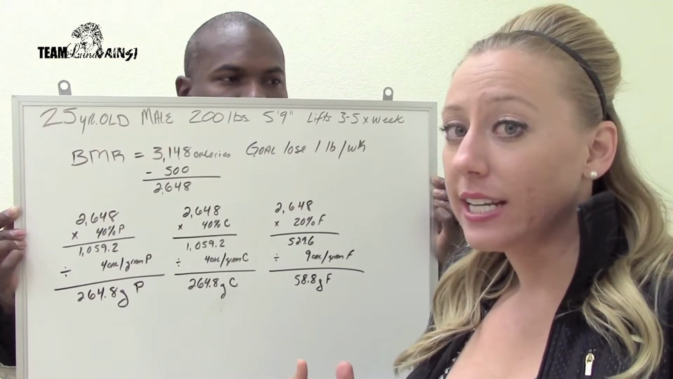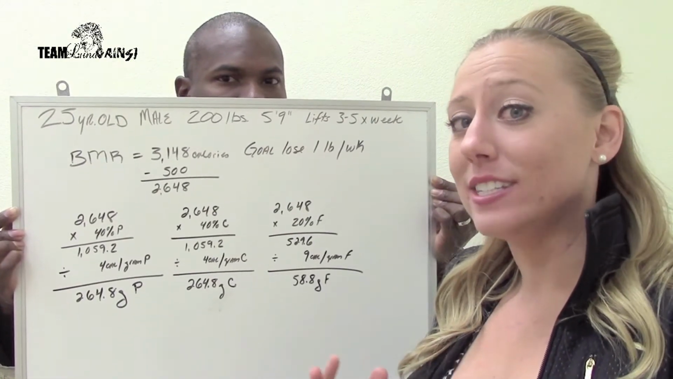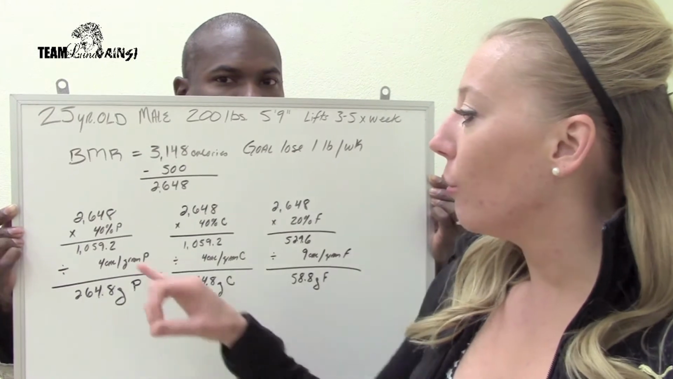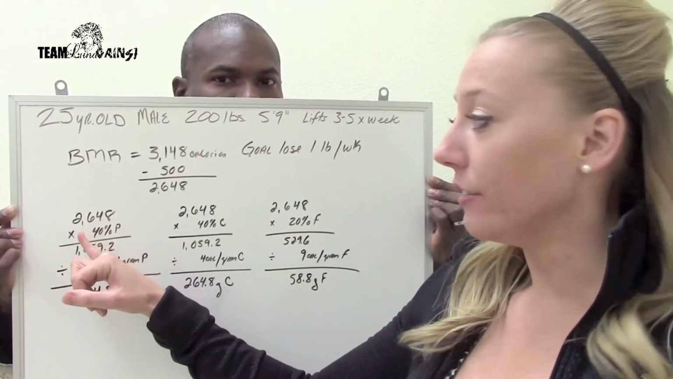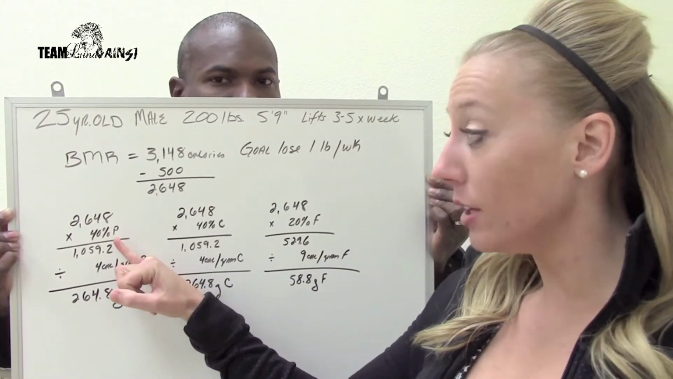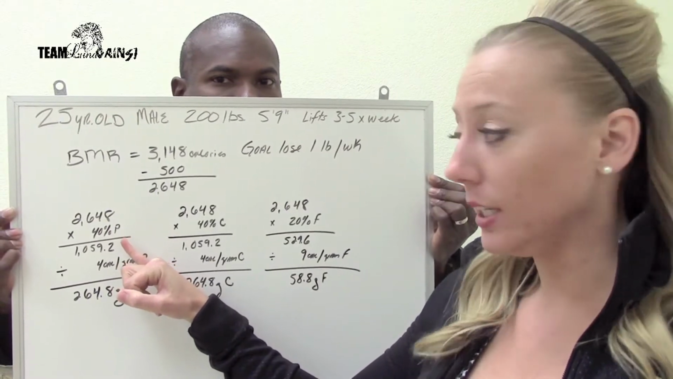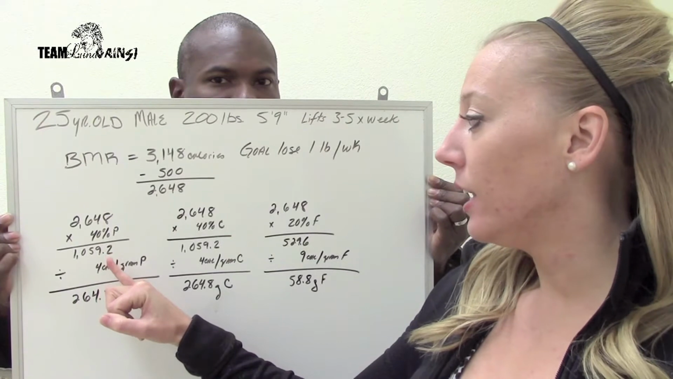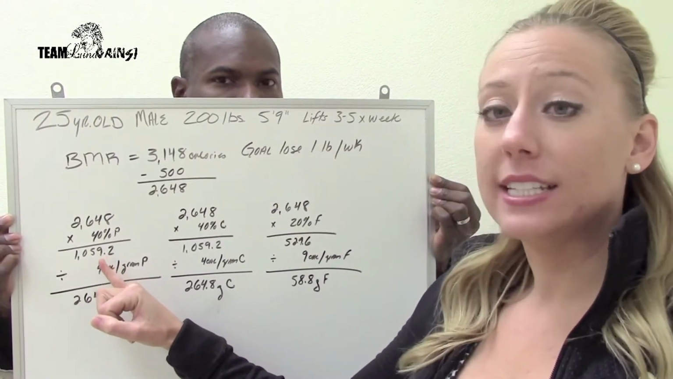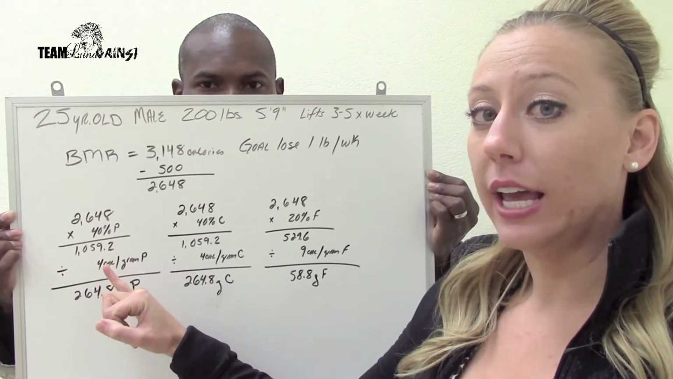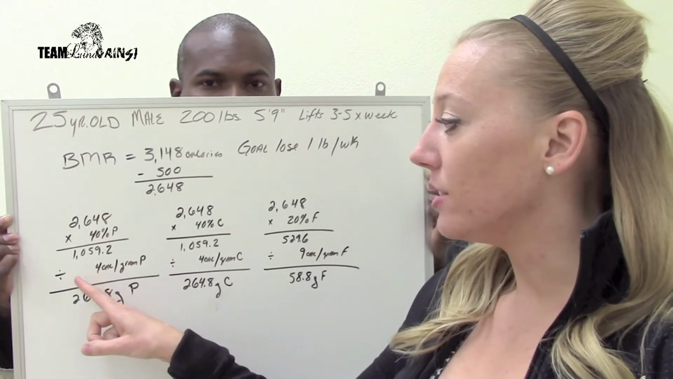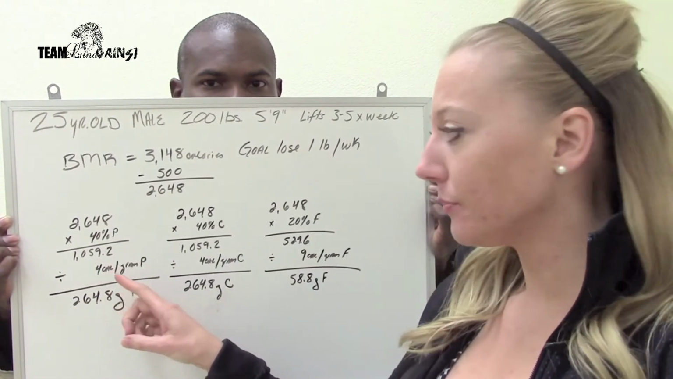Since we're suggesting his macro split just to start out and see how his body responds, it's going to be a 40-40-20 split. We're going to take that starting calorie number and multiply it by 40% protein, and we come up with 1,059.2 calories that he gets to consume from protein every day. To convert that into grams, we simply divide that by 4 calories.